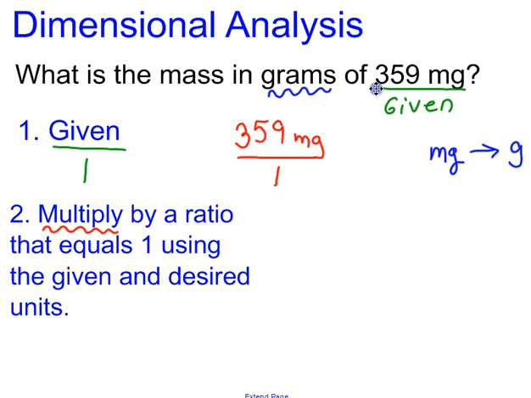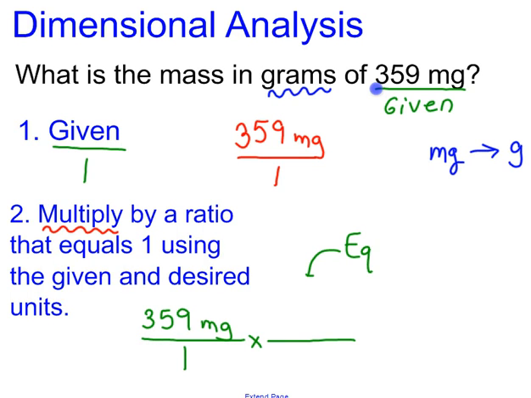And the next step, I'm going to write over again my given over 1, 359 milligrams over 1, just so it's in the proper spot. I'm going to multiply by a ratio, and this ratio that I'm going to use is a ratio that will equal 1. In other words, the value that goes in the top will equal the value that goes in the bottom. And you might say, well, wouldn't that be 1 over 1? No, we're going to choose 2 different units.